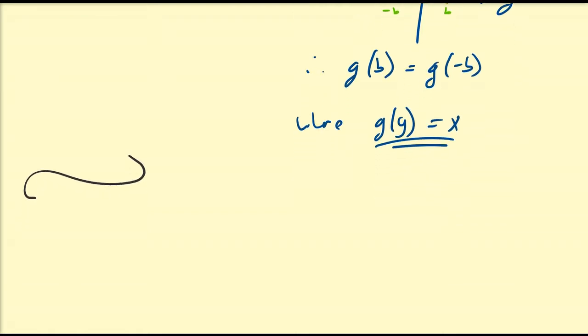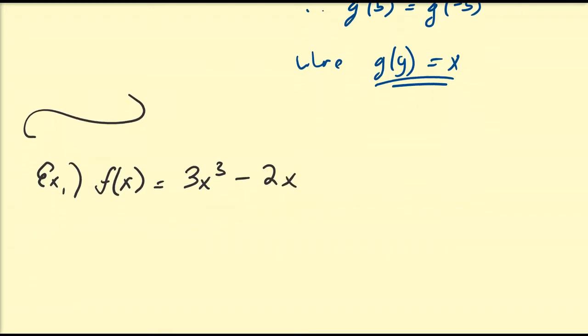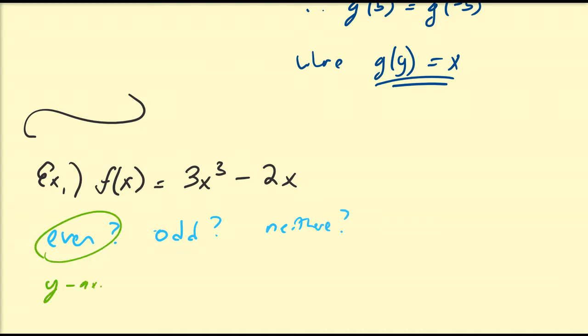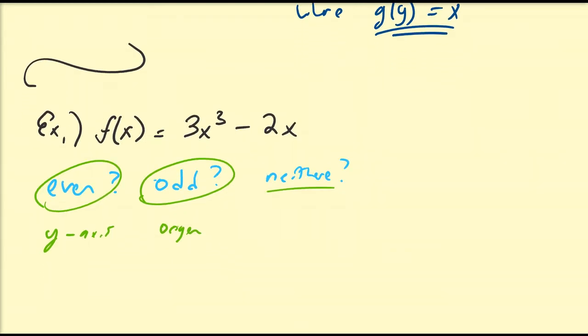So let's look at a couple examples. Example 1. Suppose f of x is equal to 3x cubed minus 2x. A question you may be presented with is: is this function even? Is this function odd? Or is it neither even nor odd? When I say even, I'm talking about y-axis symmetry. When I say odd, I'm talking about origin symmetry. And neither means it's not symmetric about the origin or the y-axis. And it can't be a function of x if it is symmetric about the x-axis and it's not equal to 0.